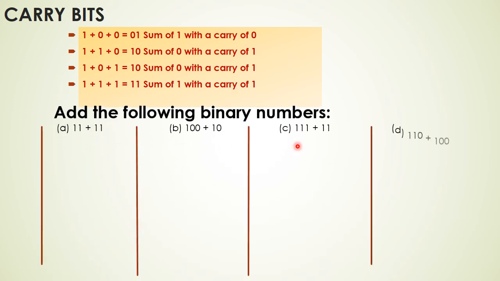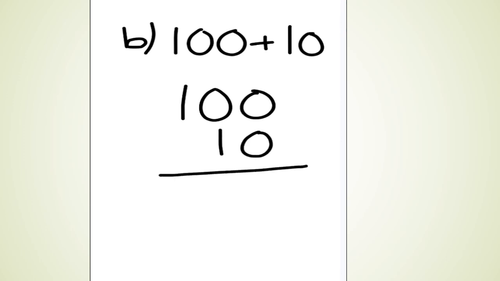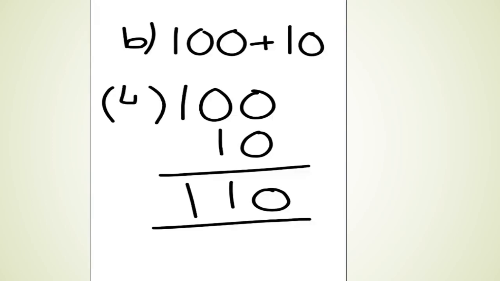For your practice, I am showing you a few questions. Among them, I will only perform one. I am doing part B, in which I am adding 1 0 0 with 1 0. Through vertical addition, you can see it like this. 0 0 gives me 0, 0 1 gives me 1, and 1 gives me 1. In decimal, the first digit is 4, the second is 2, and the answer is 6.